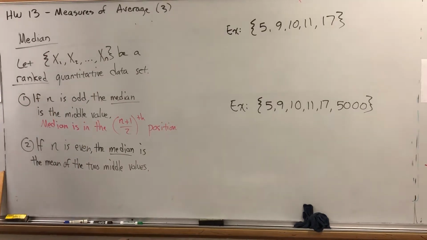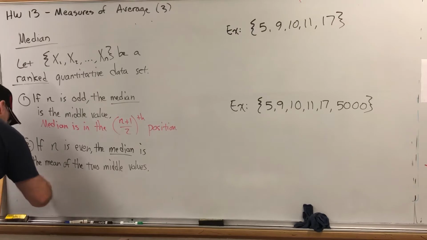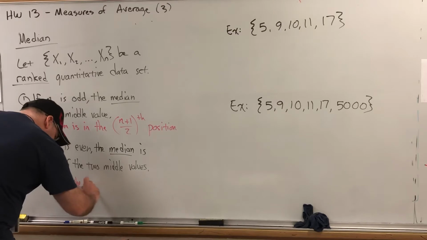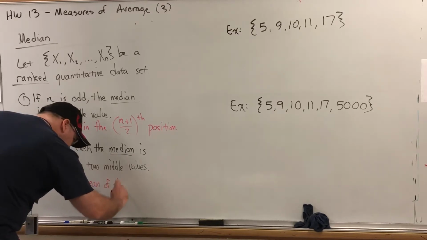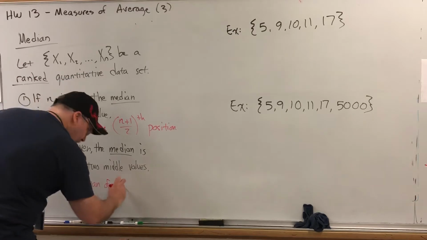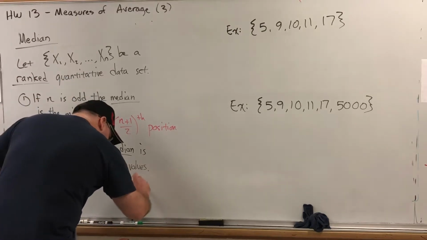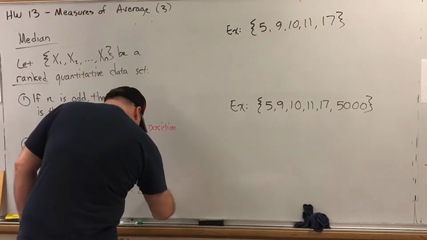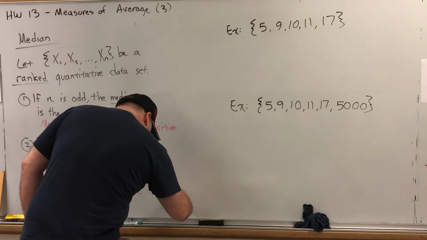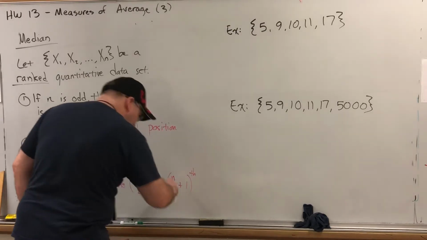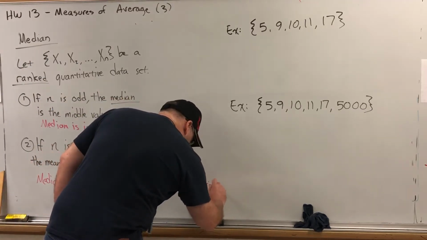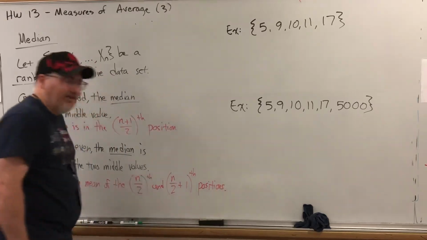But if your n is even, then the median is the mean of the two middle values. So the median is the mean of the, and here's how you would locate the two positions in the middle. You would take the number of values and divide it by 2, so the n over 2th, and you would go to the next position. So whatever n divided by 2 was, you would add 1 to it, and it would be the average of those positions.